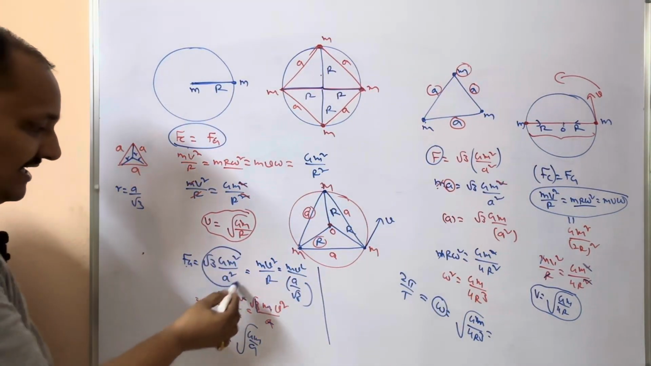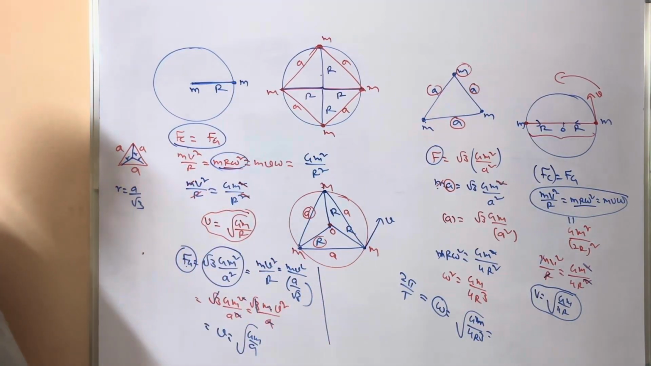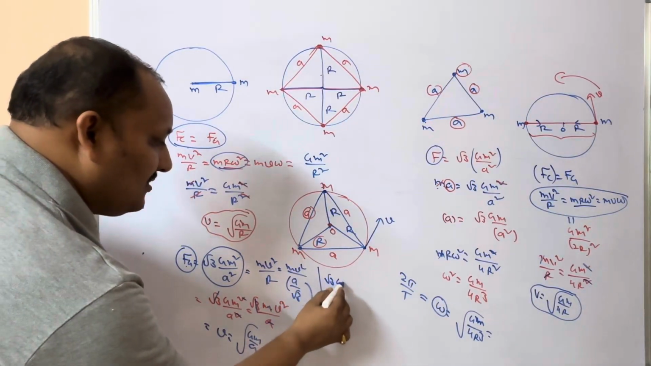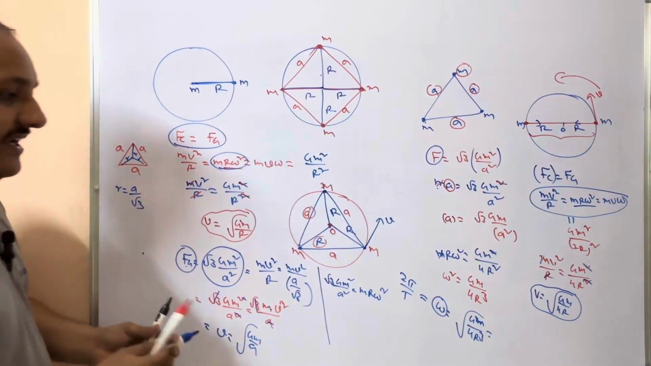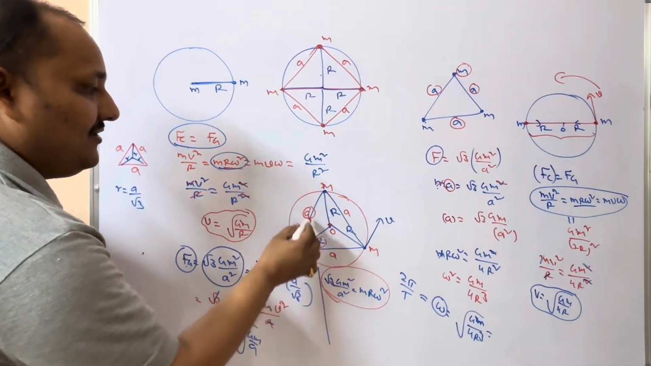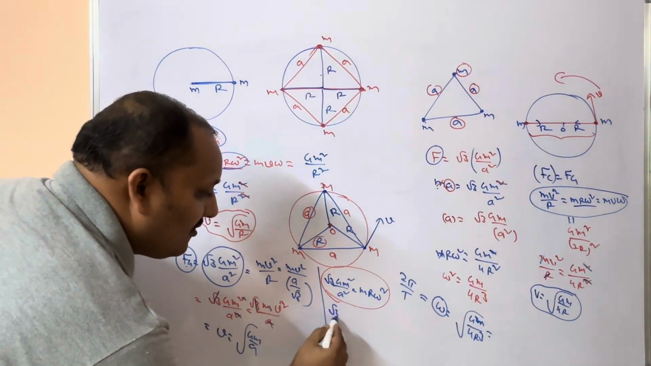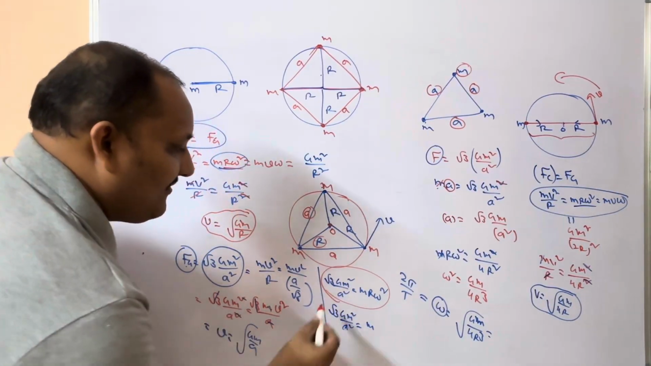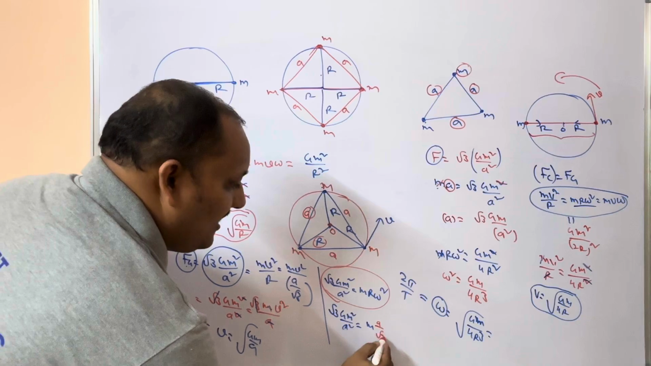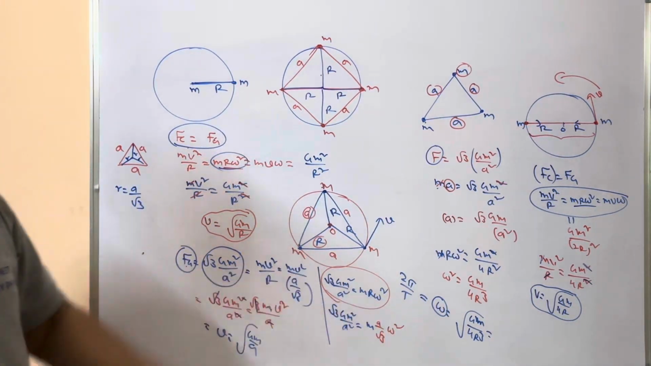If they are asking time period, root 3 G m square by a square, the gravitational force, should be equal to which force? Centripetal force, m r omega square. Root 3 G m square by a square is equal to m r omega square. Again, what is capital R? Capital R is going to be a by root 3. We have to take that; you can substitute here a by root 3 and you are going to get the answer. So root 3 G m square by a square equals m, in place of capital R, a by root 3, omega square. Then you can solve and you will get the time period.